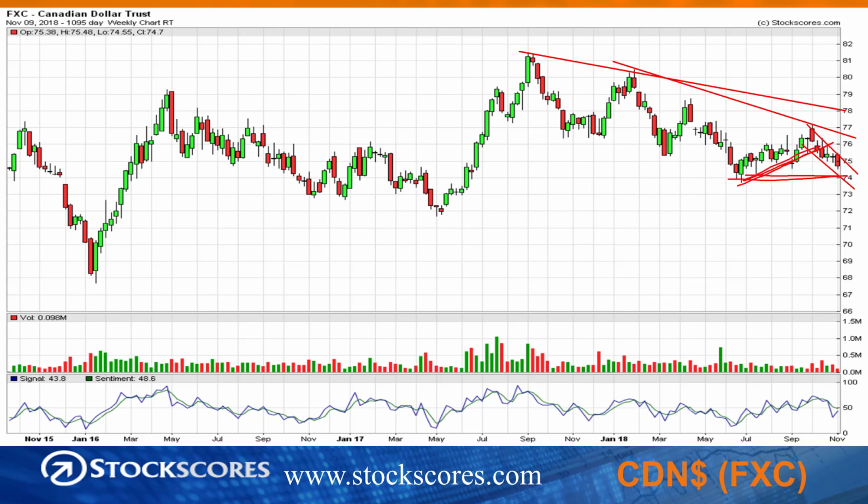I think we're going to test the lows here at $74 on the FXC, which is about 74 cents on the US dollar. It's not exact because this ETF is a bundle of currencies, but heavily correlated to the US dollar. Long story short, be cautious, have a negative outlook for the Canadian dollar near term.